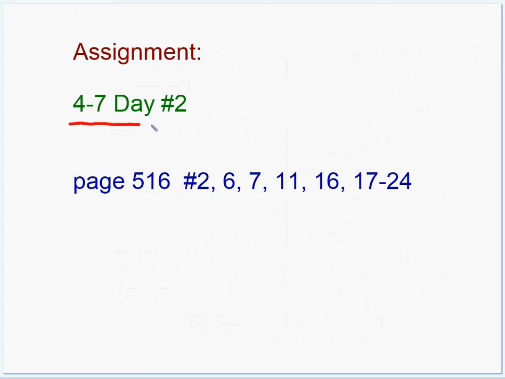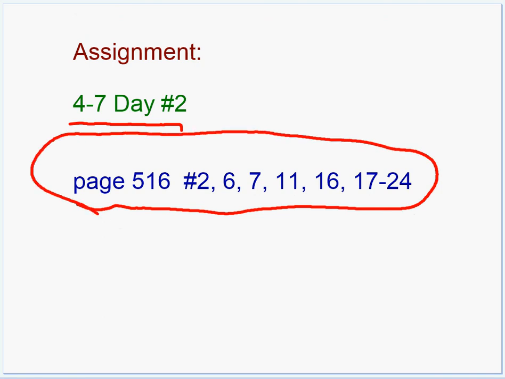Now this assignment, I might find some of this on WebAssign, so that might not be the assignment. We'll talk about that in class or look for it on Microsoft Teams.